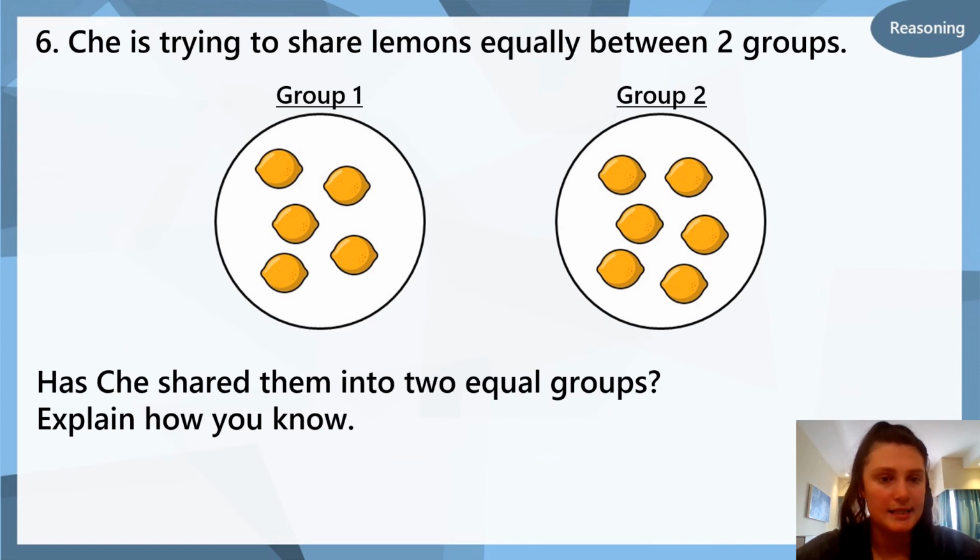Okay, question 6. Shay is trying to share lemons equally between 2 groups. So he has group 1 and he has group 2. Has Shay shared them into 2 equal groups? Explain how you know. So have a look and see, has he done it correctly or has he made a mistake? And then tell me why you know. Pause the video now while you answer question 6.